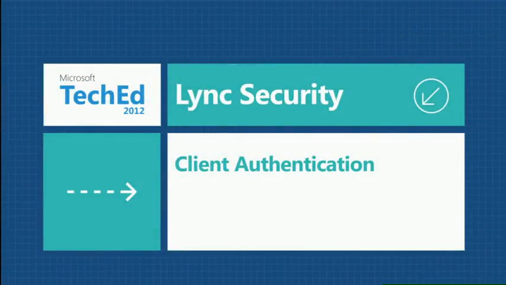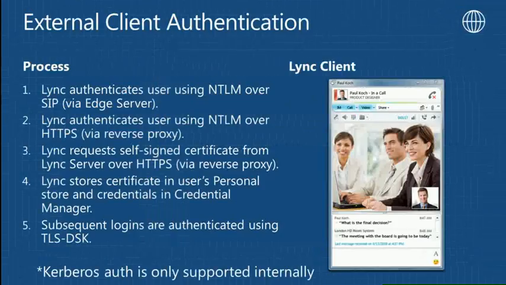So client authentication. Let's take a look at that. I'm just going to summarize what we just saw in the demos here, is that Lync authenticates users using NTLM over SIP. Now, again, this is on the external. If you're internal, then it will use Kerberos for authentication. But if you're external, then it's going to use NTLM if it's the first time, if it doesn't have a certificate. It'll also authenticate the user using NTLM over the web, HTTPS, to EWS.